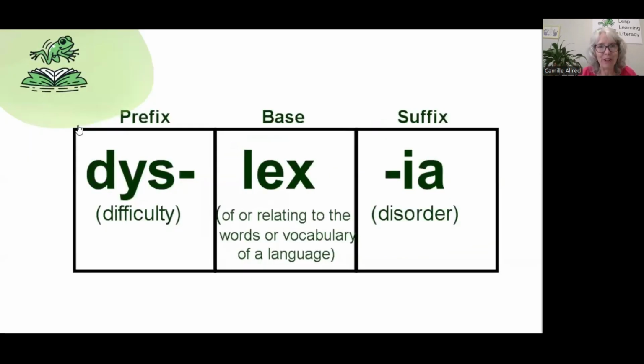Let's look at the word dyslexia. Let's start with the base word. That's in the middle. It says lex. That's talking about words. It's relating to the words or vocabulary of a language.